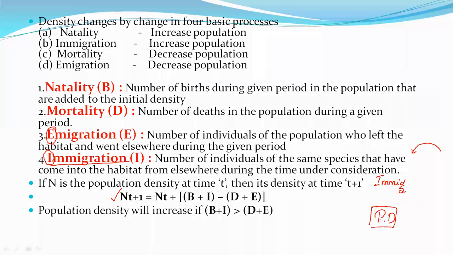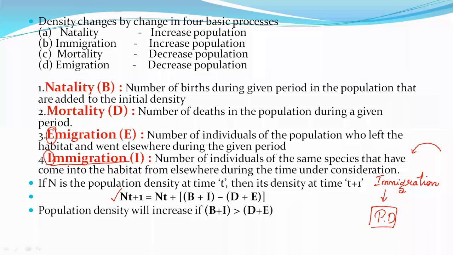Okay, first, this is population density. If I take this first one, that is immigration. Now tell me whether what happens in immigration, whether the population increases or decreases. Tell me in the chat box, what happens? Whether due to immigration, it increases or it decreases.